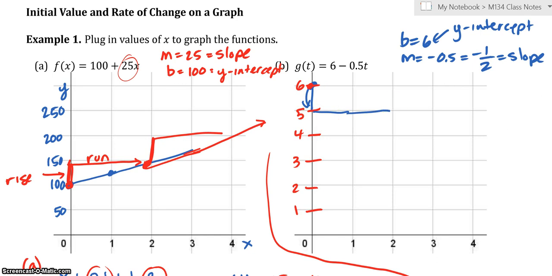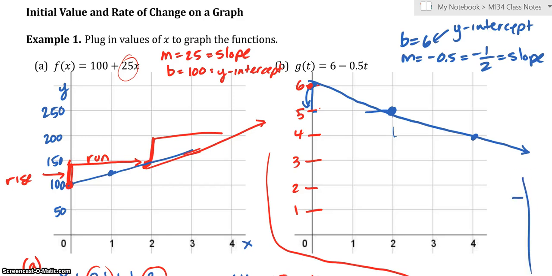I can think of my slope as rise over run, and then do it again, because I know it's a line. I'm going to try to draw a line there without a ruler, and you can erase these little scratch marks, and you get a nice graph.